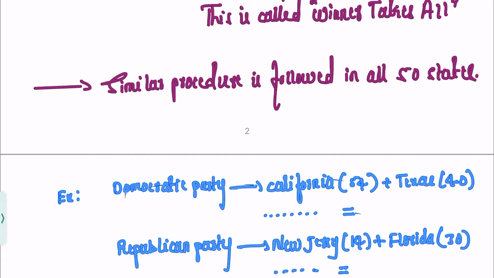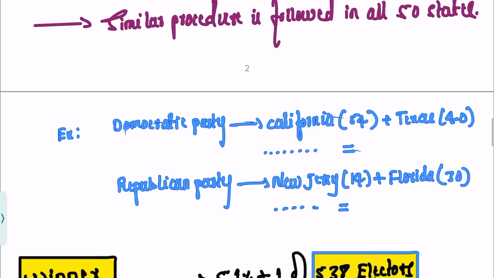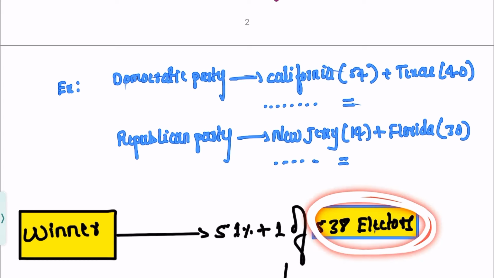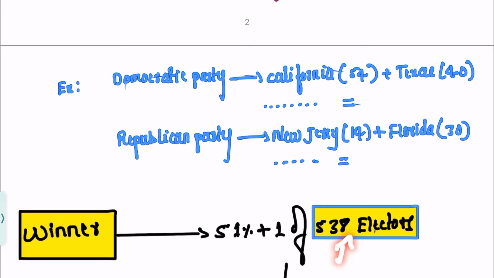So they will calculate the total number of electors, or total number of votes in the electoral college, that each party has secured, and they will add that, right? Now, in the beginning, I told you how many electors are there in the electoral college. 538 electors are there. Each state has certain electors, and total electors are 538.